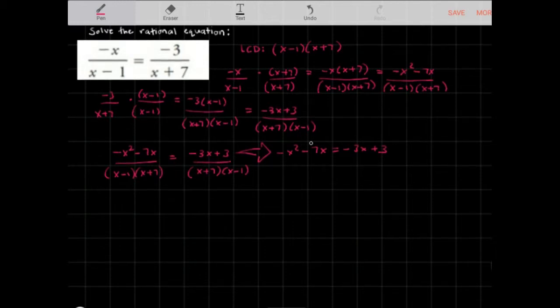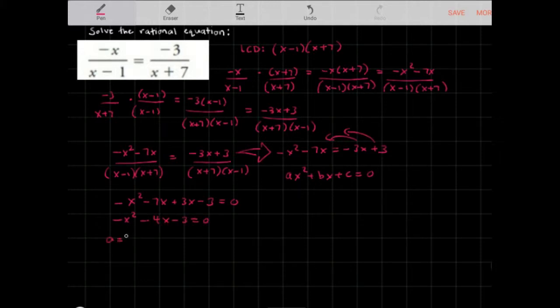In order to solve this equation, you can see that this is a quadratic. You need to make sure that the quadratic equation in the form of ax squared plus bx plus c is equal to 0. So I'm going to move all the terms to the left side. Whoops, I forgot to move all of these. Negative x squared minus 7x plus 3x minus 3 is equal to 0. You switch the signs because I'm moving it to the other side. And I'm going to collect all the like terms. So you get negative x squared minus 4x minus 3 is equal to 0.